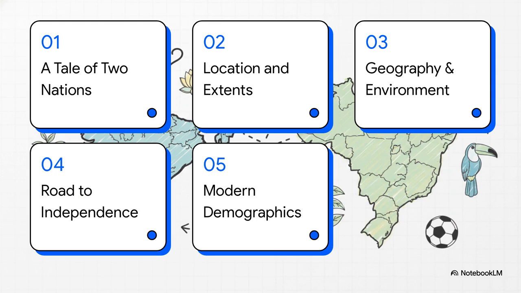So here is our roadmap for the comparison today. First, a tale of two nations. Then, we'll hit location and extents, followed by geography and environment. After that, we'll look at the road to independence, and we'll wrap the whole thing up with modern demographics. Let's get right into it.